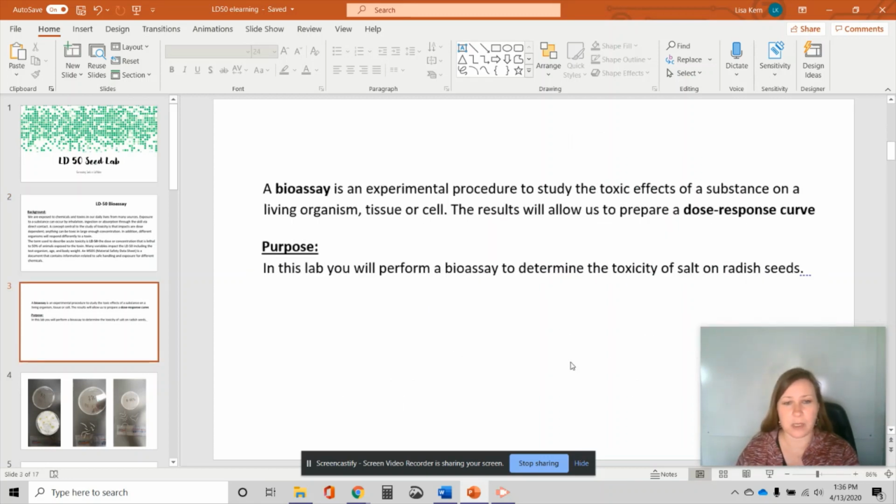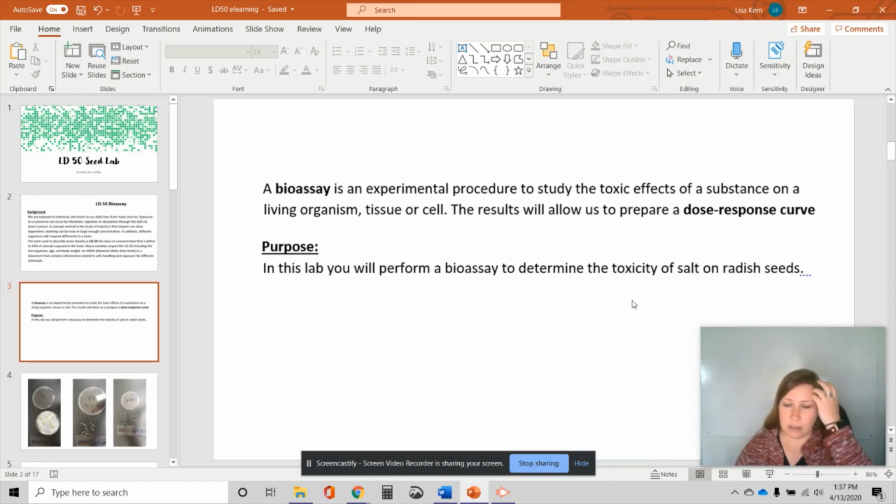I'm going to post this PowerPoint so you can look at it later as well. So we did a bioassay. Bio means living thing, but an assay is like a test to determine how much dosage you need to have a toxic effect. And so what it did is help us produce a dose response curve. I think it's pretty likely that you might see a dose response curve on the AP exam and be asked to interpret that data.